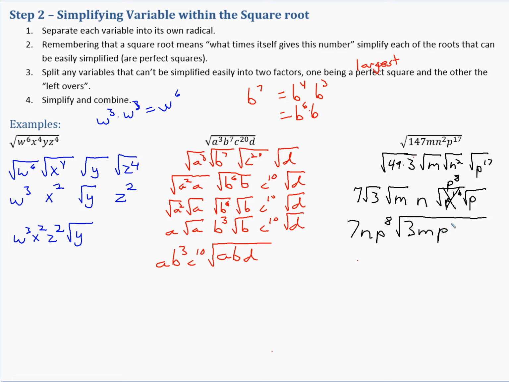So that is simplifying square roots. We did constants and we did variables.